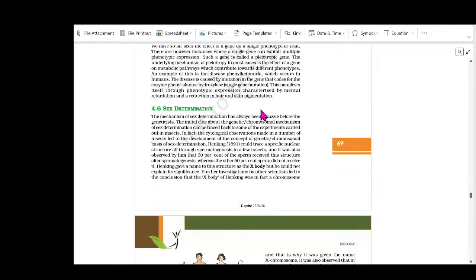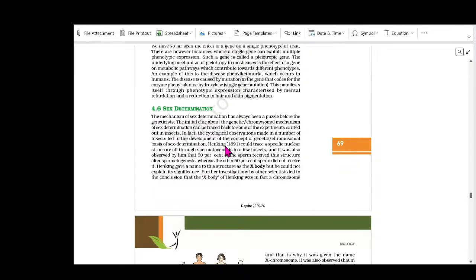4.6 Sex determination. The mechanism of sex determination has always been a puzzle before the geneticist. The initial clue about the genetic or chromosomal mechanism of sex determination can be traced back to some of the experiments carried out in insects. In fact, the cytological observations made in a number of insects led to the development of the concept of genetic chromosomal basis of sex determination.